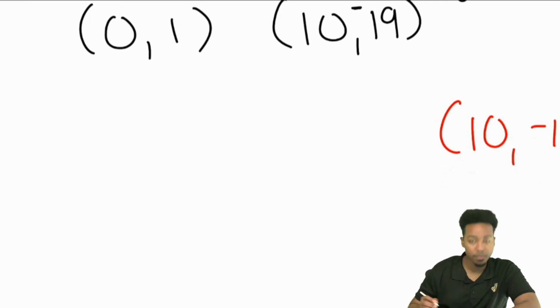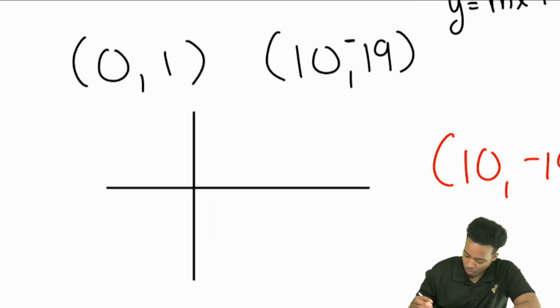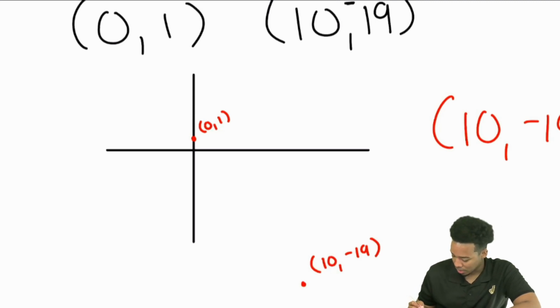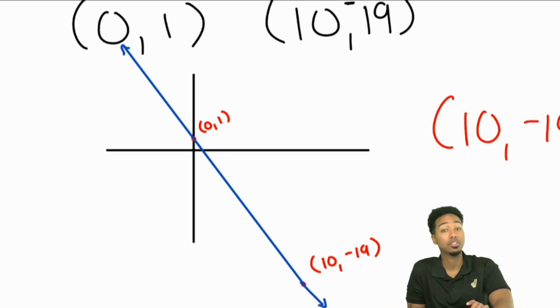I can go ahead, oh yeah, for sure. I can show you the graph reference as well. So if you have a little line right here showing the graph, here's what this would look like. We could say that this could be 0, 1 right over here. And then 10, negative 19 would be somewhere over here. And we would be able to tell, specifically speaking, that we are going in the negative direction. So from here, we can tell that the line is going down. It's negative. We can definitely tell that.